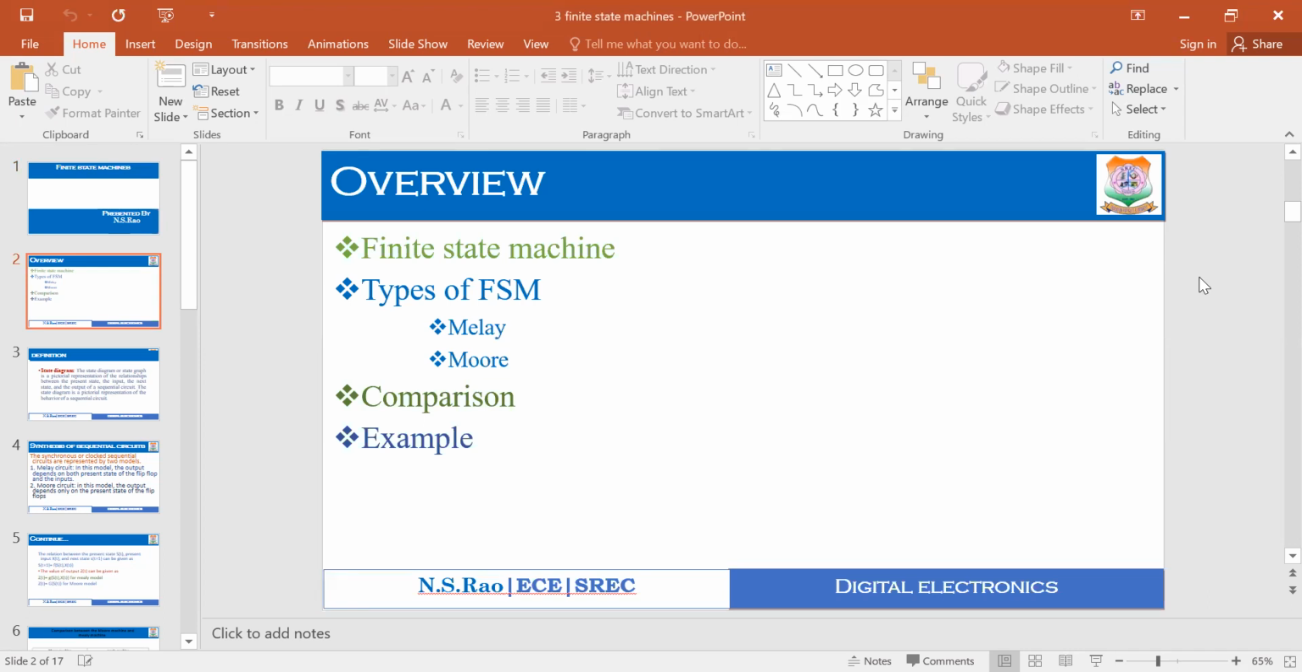So the overview of this section is: what are the types of finite state machines? After that, we compare the finite state machines, Mealy and Moore, and we give one example for the Mealy machine and also the Moore machine.